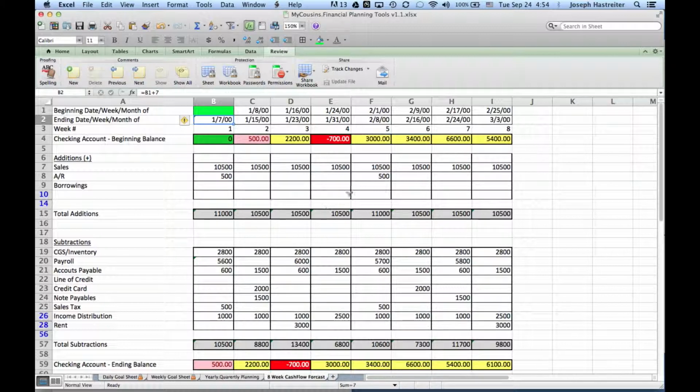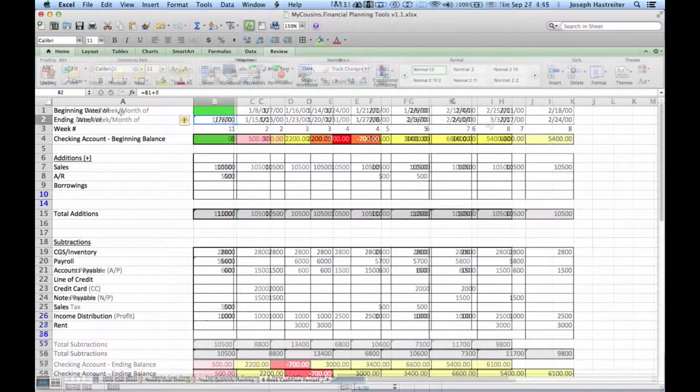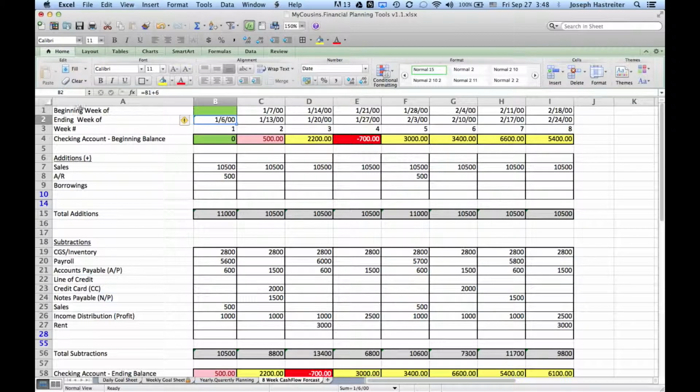Obviously I have a lot of numbers in here right now. In a little bit I'm actually going to clear these cells here and down here so you can see what this would look like from scratch as we input numbers, and we'll be walking you through that. Notice up here we have the 8-week cash flow forecast, so we can see it's 1 through 8 here. So again, you've got week 1, 2, 3, 4, 5, 6, 7, and 8. Notice up here we have the beginning week of and the ending week of.